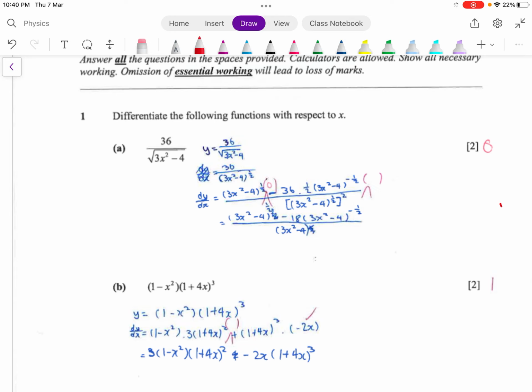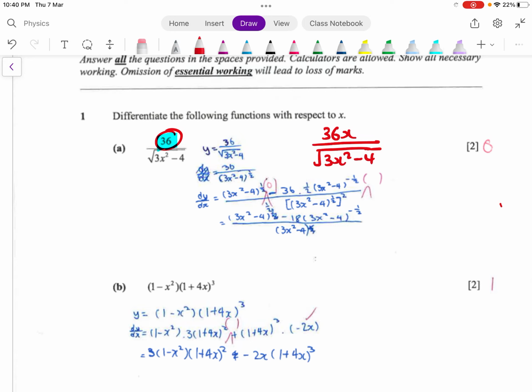Actually we don't need it, because the only time we need to use the quotient rule is when my numerator has an x component. For example, if you encounter 36x over square root of 3x squared minus 4, in this particular context we will need to use the quotient rule. But since 36 is a constant, we don't need it. So how do we actually do this?